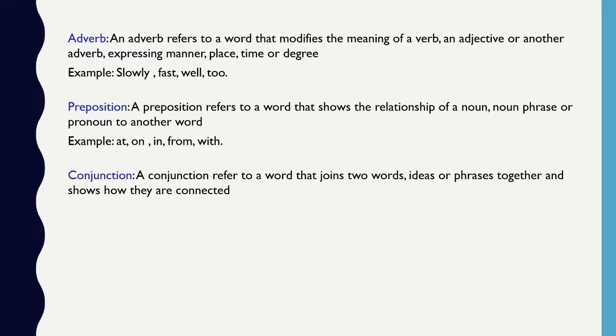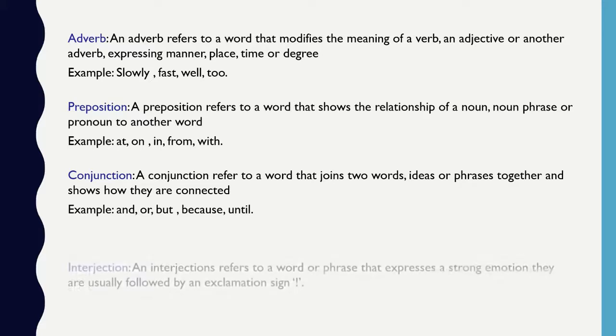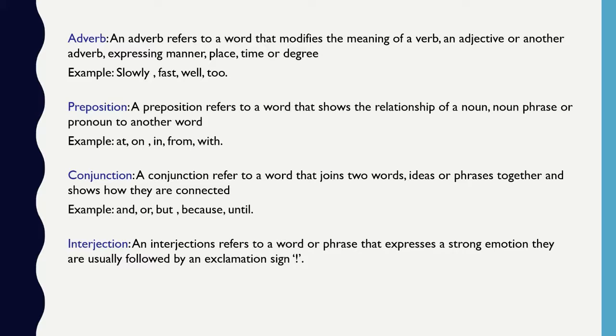Next, conjunction. A conjunction refers to a word that joins two words, ideas, or phrases together and shows how they are connected. And the examples: and, or, but, because, until. Interjection. An interjection refers to a word or a phrase that expresses strong emotion. They are usually followed by the exclamation sign, like ouch, hey, wow, ho, hooray.